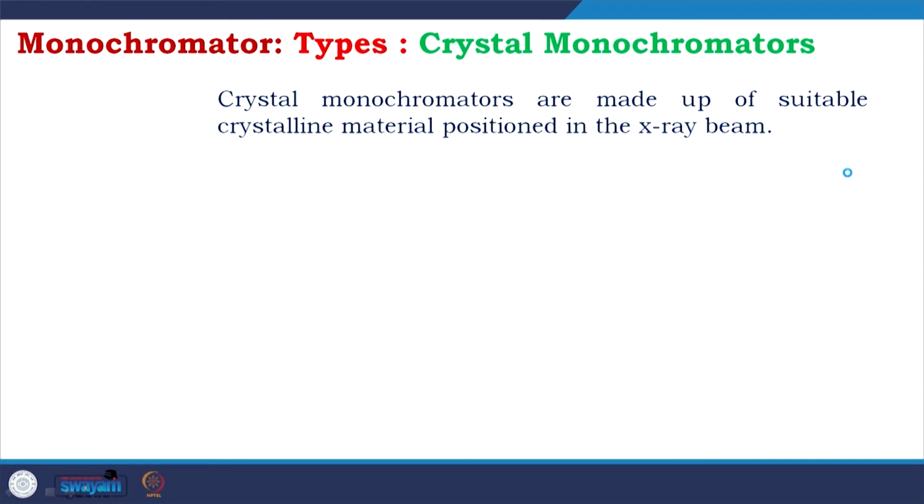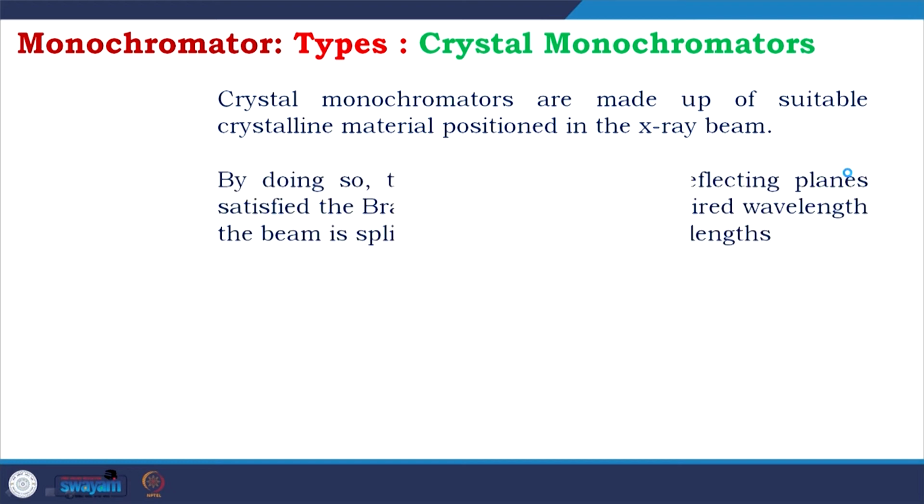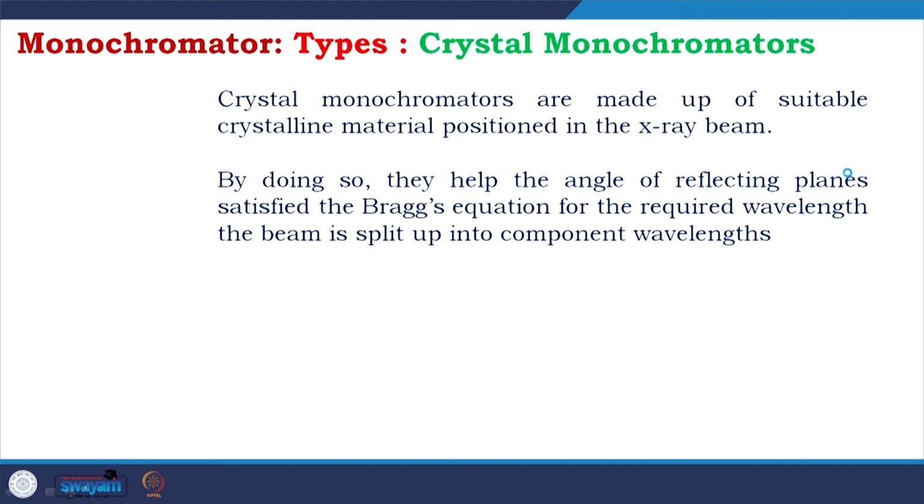Crystal monochromators. Crystal monochromators are made up of suitable crystalline material positioned in the X-ray beam. By doing so, they help the angle of the reflecting plane satisfy the Bragg equation for the required wavelength. The beam is split up into component wavelengths.